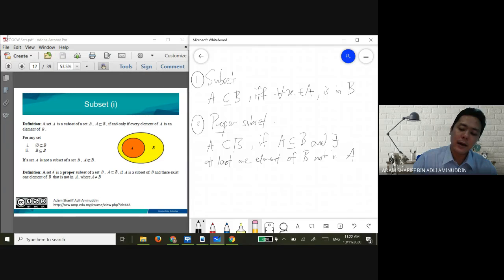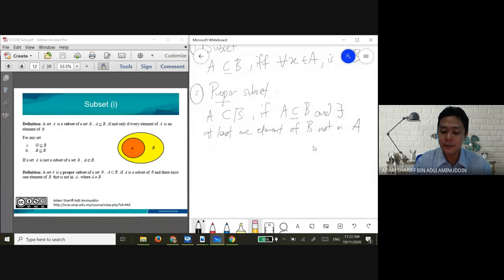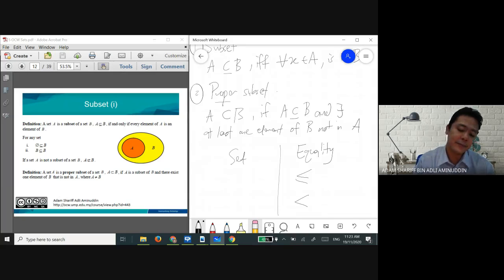Okay. Ramai student keliru. So, izinkan saya untuk perkenalkan konsep ni bersama-sama. Okay, set equality. For inequality, you tahu ini apa and you tahu ini apa. So, dalam konsep set, dia hampir sama. Equality dalam konsep ini inequality.